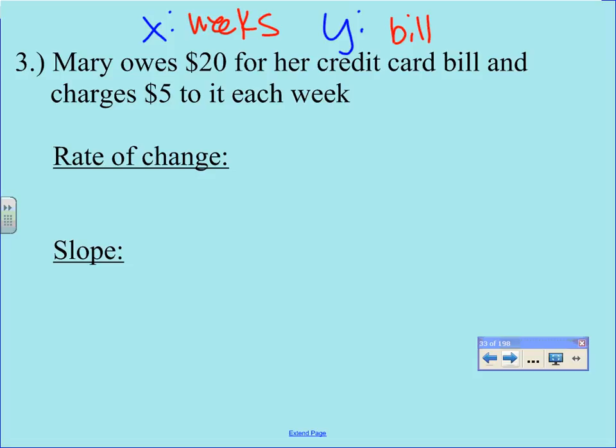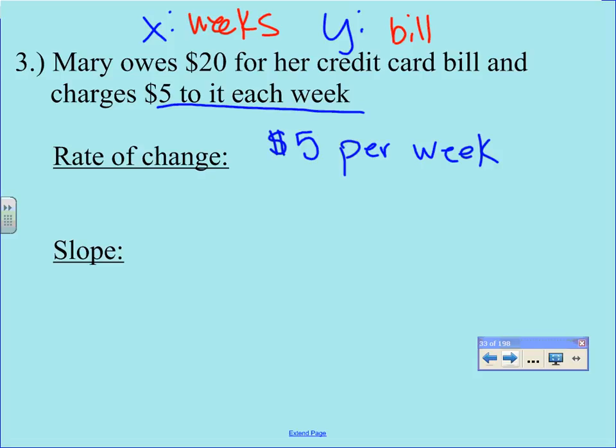Okay. Kyle, can you tell us what the rate of change is in this problem? Go back up a little. Good. $5 per week, or you could write what the problem says, which is $5 each week. You can either write it just like the problem says, or change it to $5 per week. Is everyone okay? I'm just going to slow down. Is everyone okay on why that is the rate of change?